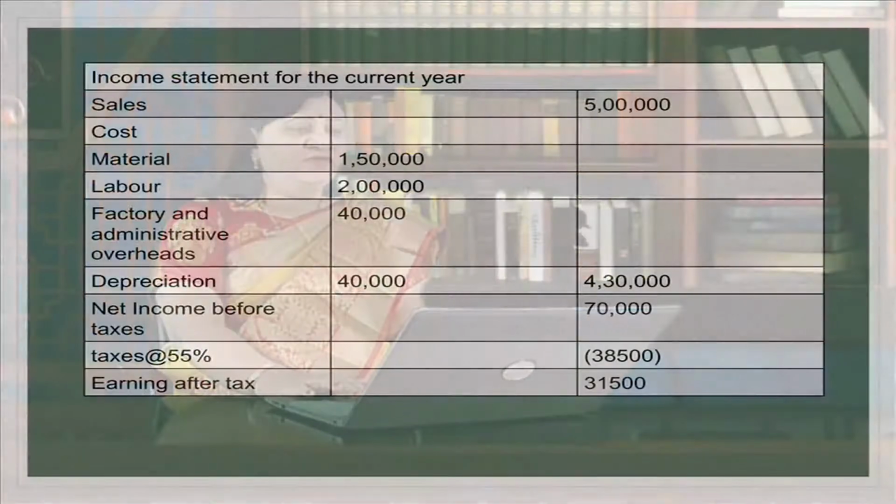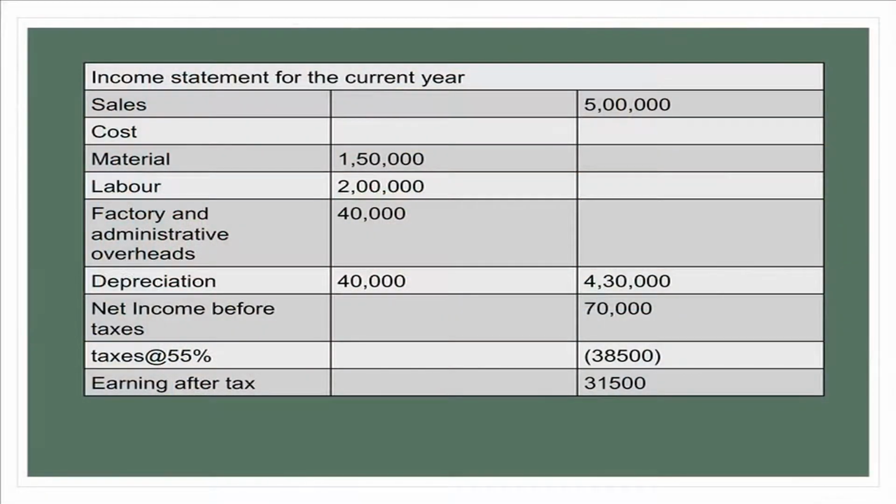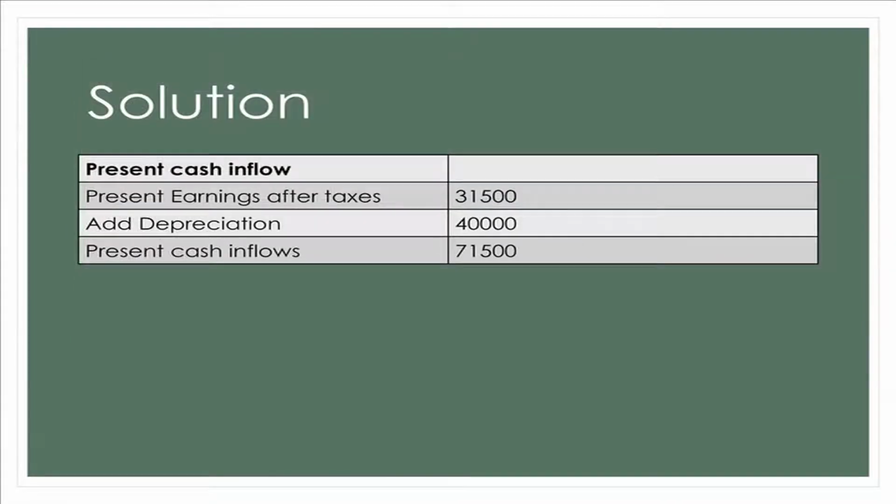The other financial information given is the income statement for the current year: sales 5 lakh, cost given as material 1 lakh 50,000, labor 2 lakh, factory and administrative overheads 40,000, and already given depreciation 40,000. So, total expenses or the cost is 4 lakh 30,000, net income before tax is 70,000, tax at the rate of 55% is given as 38,500. So, earnings after tax is 31,500. So, we will solve the question.